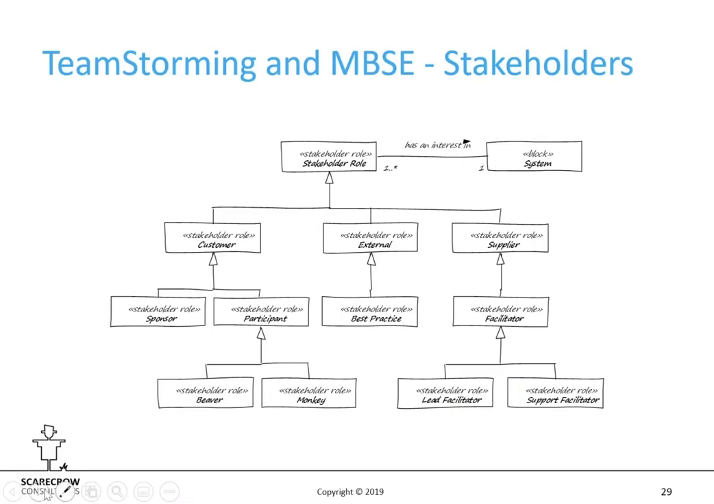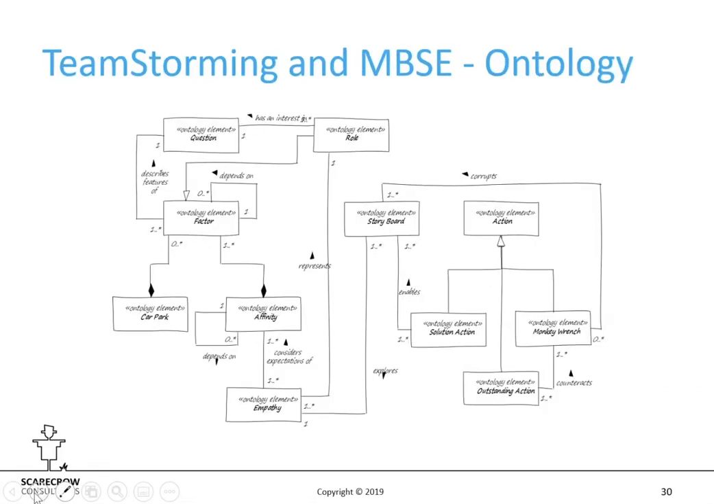So this is part of the underlying model. What we also see is this is our ontology, if you like. So we've got this idea of factors, and you can see different roles coming out there: storyboards, affinities, empathies, different actions. So we've got solution actions, monkey wrench actions, outstanding actions. So these are enablers. These are disruptors that disrupt the storyboards, and we've got outstanding actions that counteract the monkey wrenches. There's a few other things on there that we haven't covered, such as the car park and so on. But essentially, this is part of the model that underlies everything that we do in TeamStorming.